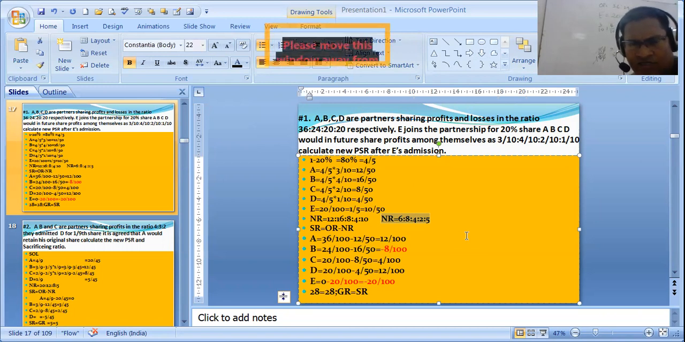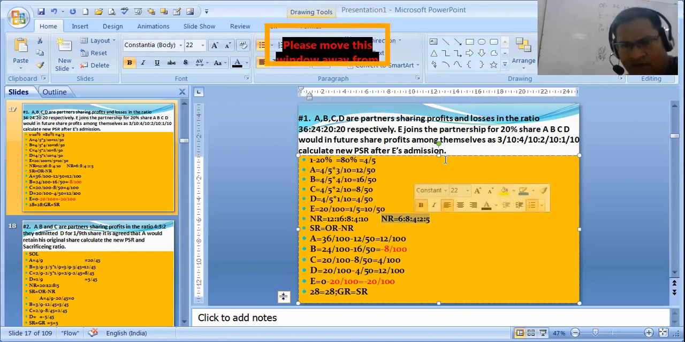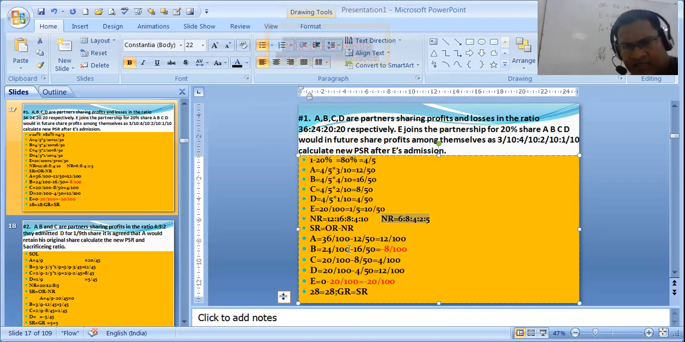And old ratio was 36, 24, 20, 20. Though they have asked only new ratio, I am still finding out the sacrificing ratio also. So sacrificing ratio is old ratio minus new ratio: 36 by 100 minus 12 by 50, or minus 24 by 100, or minus 6 by 25, whatever you do, you will be getting 12 by 100. Similarly, for B, it is minus 8 by 100 because B is going to gain in the future. C will be getting 4 by 100.